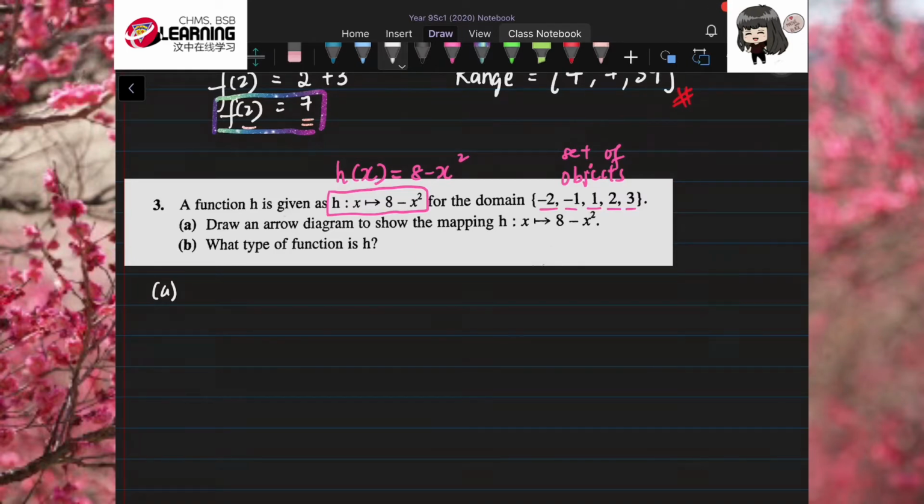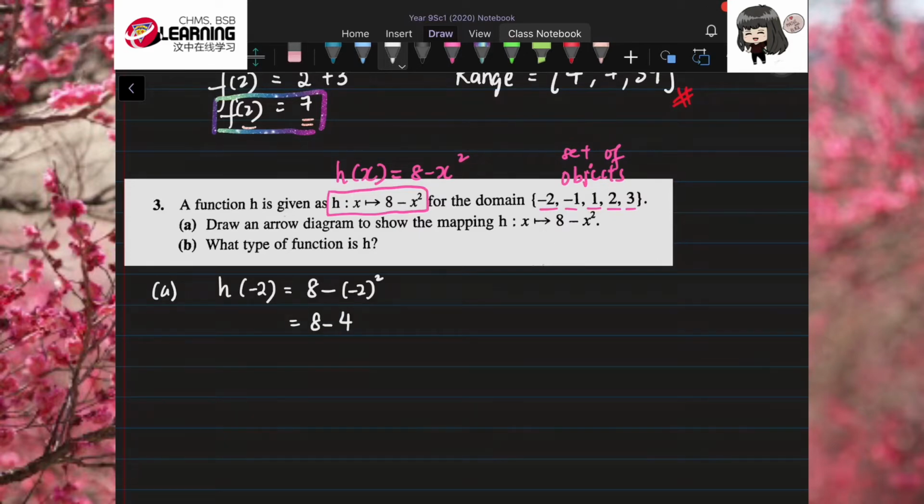This time it's not f but it's h. It's the same thing. So h of x is already given, 8 minus x squared, so we sub in -2. Our object is -2, so we generate the answer by sub into our function. 8 minus (-2) squared. Don't forget your bracket because it involves a negative. And we find out what is our image for -2.